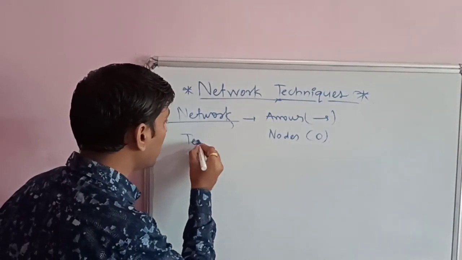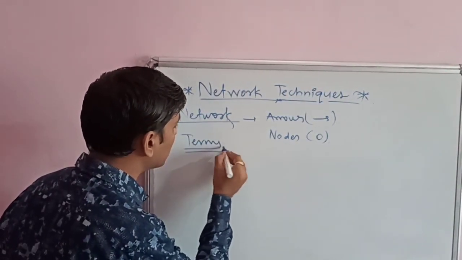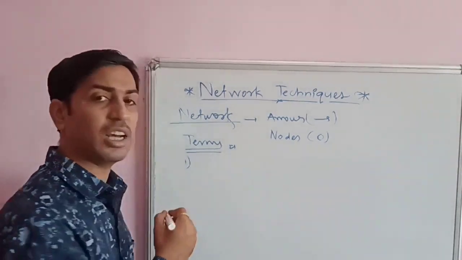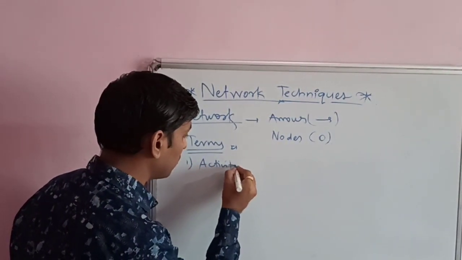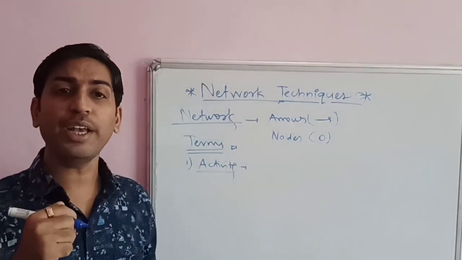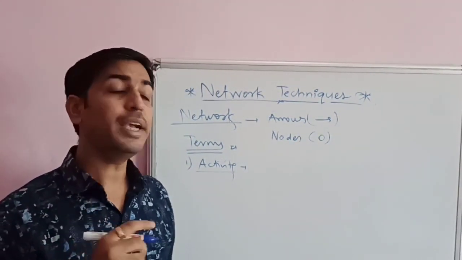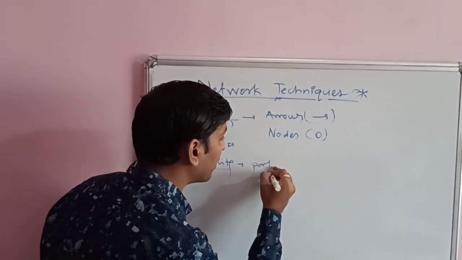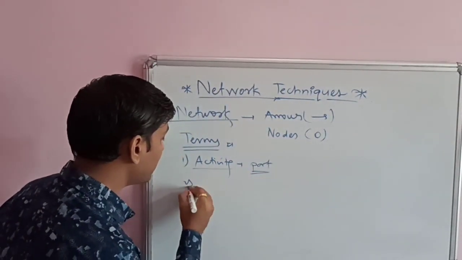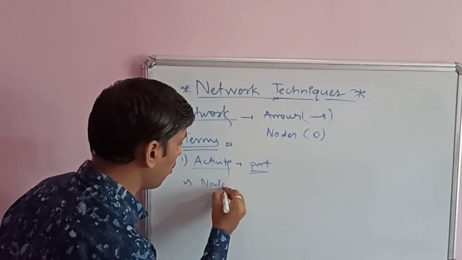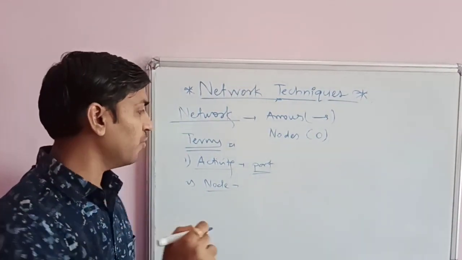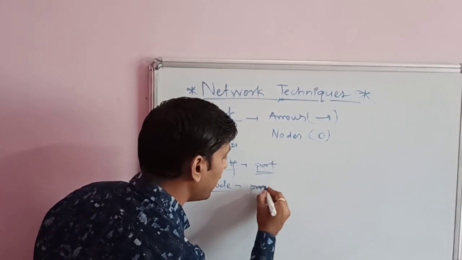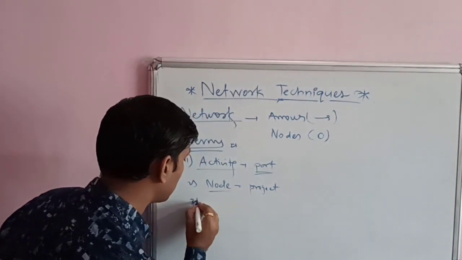Then the different terms which are used in networks. The first term is the activity. An activity is an effort to complete a part of the project. The second one is the node. A node is a start or completion point for the project. It includes the beginning or end of the project by means of the node.